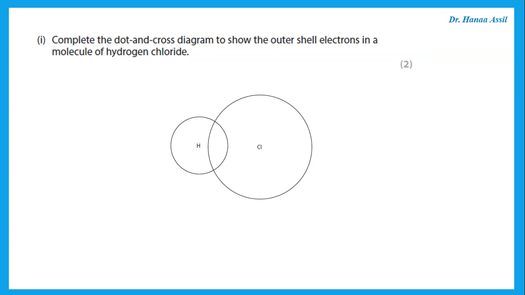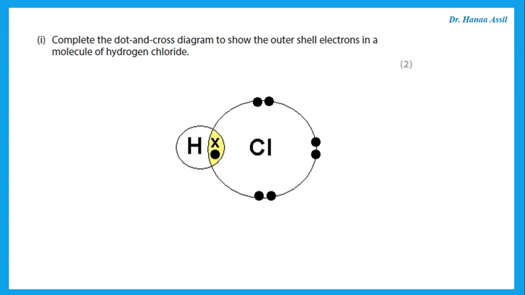Complete the dot and cross diagram to show the outer shell electrons in a molecule of hydrogen chloride. Again, hydrogen has 1 electron. It needs 1 more from the chlorine. Chlorine is in group 7. It has 7 electrons. It needs 1 from the hydrogen, so they will both share a pair of electrons. And remember the rest of the 7 electrons that are for the chlorine.